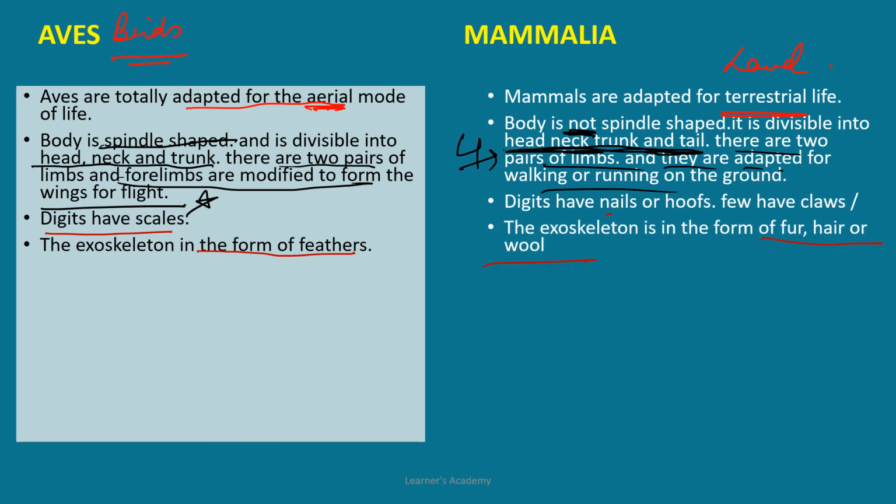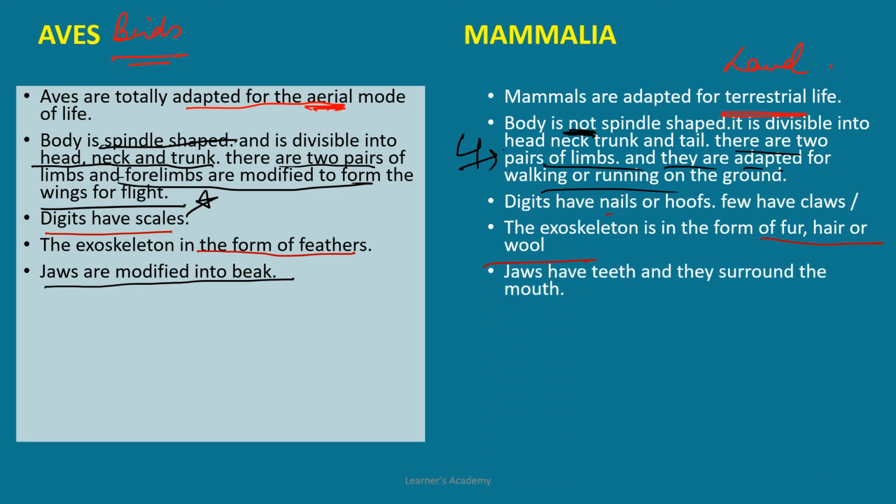All right. Now, in case of aves, jaws are modified into beak. So you must have seen all the birds, they have got beak. They are basically their jaws. Now, in case of mammals, jaws have teeth and they surround the mouth.